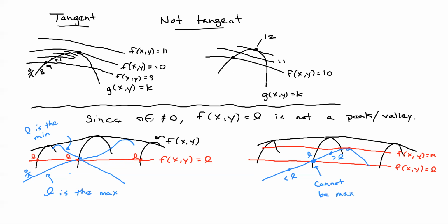Now, let me just briefly talk about gradient of f equals 0, because that's just going to be really obvious, right? If you have the gradient of f equal to 0, then here's your hillside.